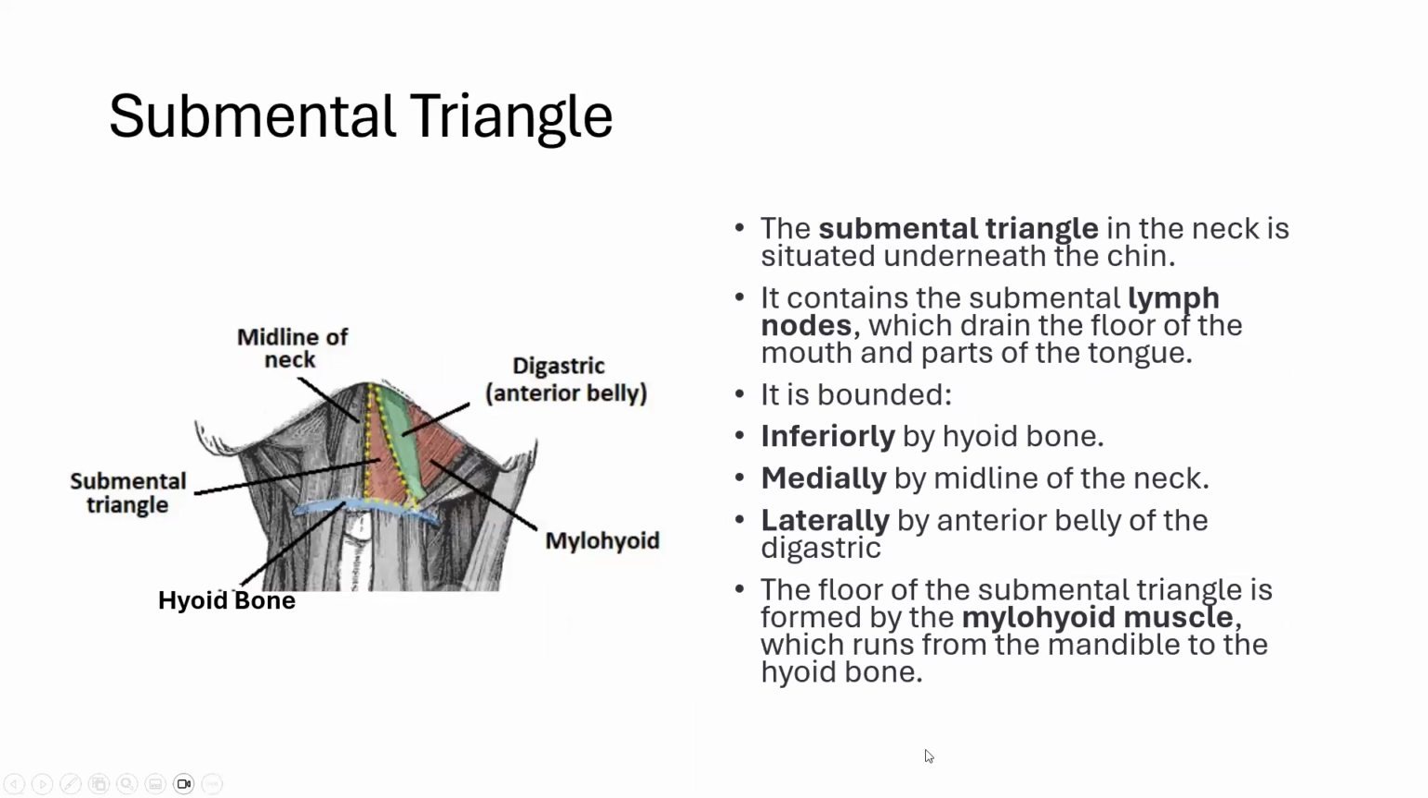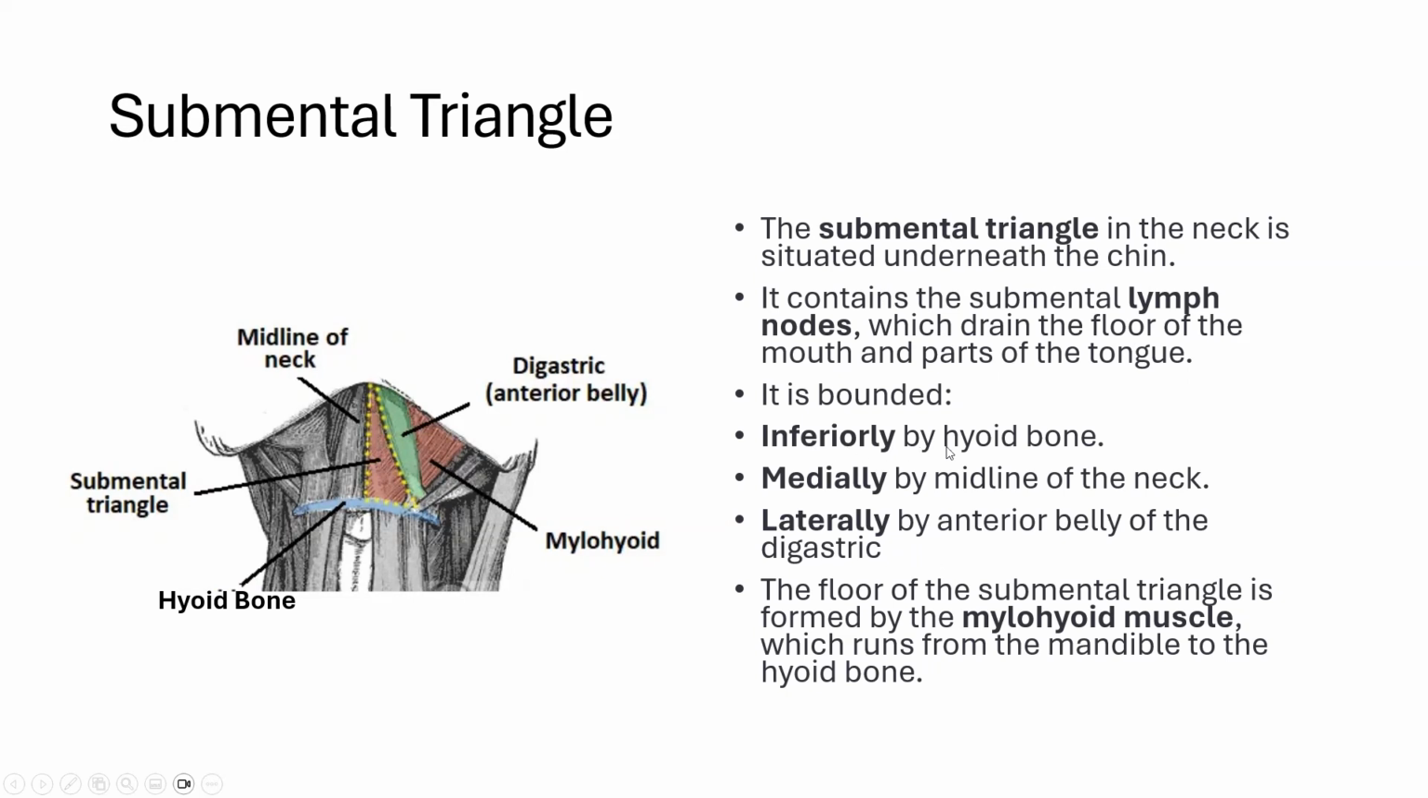Submental triangle. The submental triangle in the neck is situated underneath the chin. It contains the submental lymph nodes, which drain the floor of the mouth and parts of the tongue. Usually a question comes that if there is a malignant tumor in the middle of the lip, or if there is something on the tip of the tongue, where is it going to be drained? Bilaterally into the lymph nodes in the submental triangle. So it contains the submental lymph nodes, which drain the floor of the mouth and parts of the tongue.